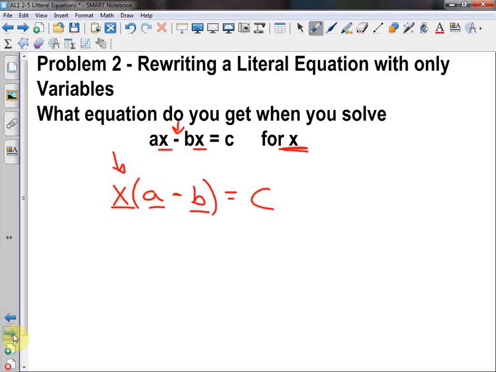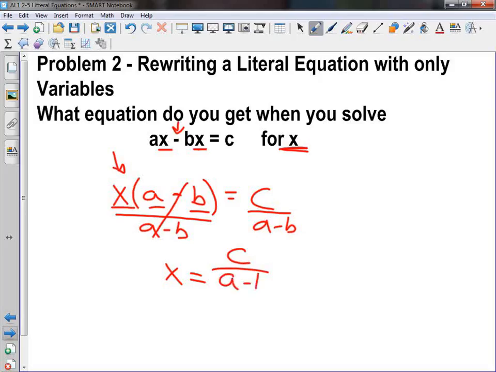What's happening to x right now? It's being times by the whole parentheses, right? So how am I going to get x by itself? Divide by the whole parentheses, right? If it's times the whole parentheses, you have to divide by the whole parentheses. You can't divide by a and then cancel all a's. You have to divide by everything. So now I get x is equal to those cross off, leaving with c over a minus b.